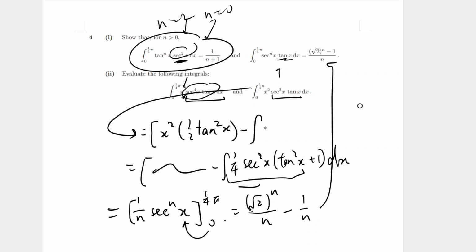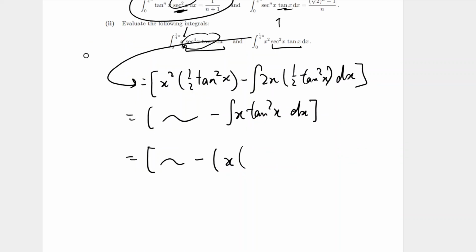Again, now I have x, so I could do it by parts. So this equals minus what? x, and how do I integrate tan squared? You change tan squared into sec squared x minus 1. That's always a technique. Then you can integrate sec squared, which gives tan, and you can integrate the minus 1, which is minus x. Lovely. Now if I differentiate x, it gives me 1, so I'm left with the integral of tan x minus x dx.